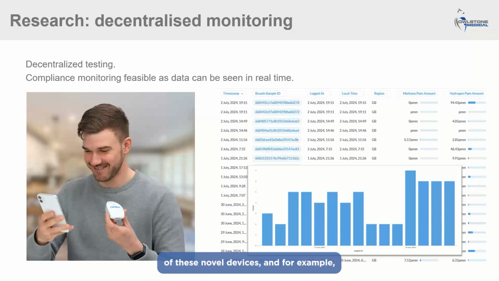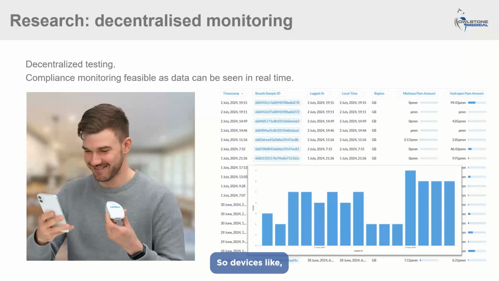Another big benefit of these novel devices, and for example, our device, the OMED device, is the ability of decentralizing testing, but also the ability to monitor compliance, which could be crucial not only in clinical practice, to get a better picture if the patient is complying with the treatment that you've prescribed, but also in the research setting to see if the participant is deviating from the protocol.